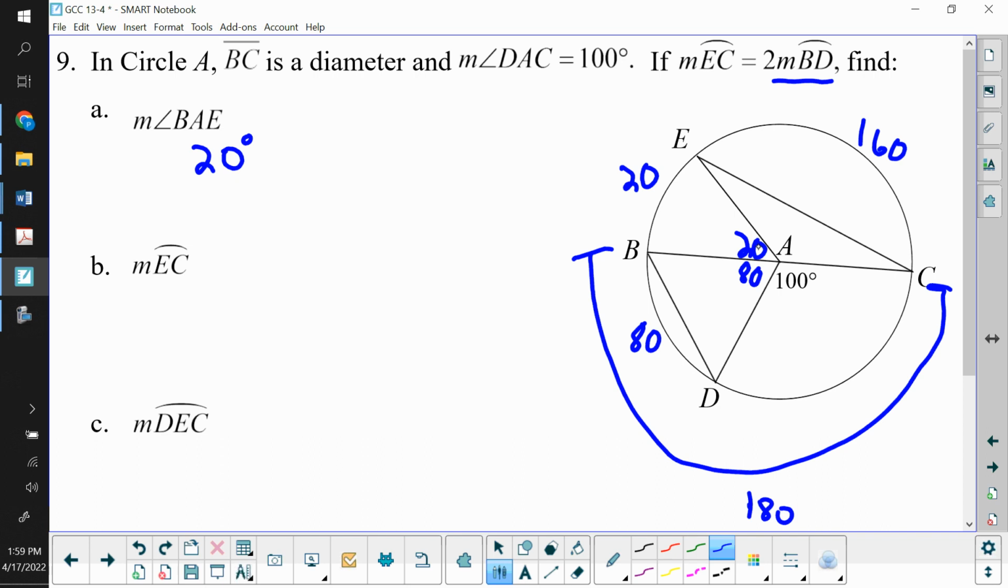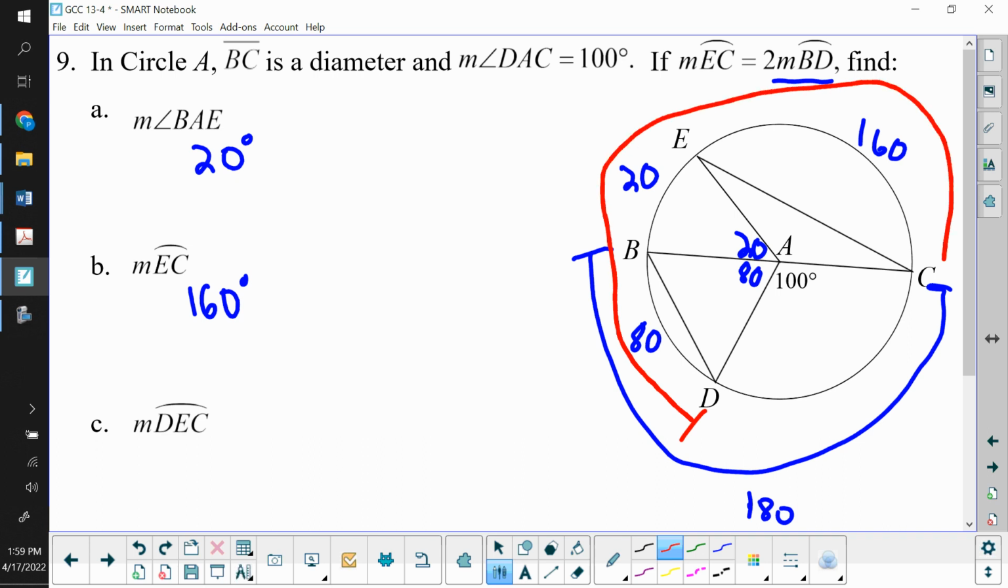Arc EC we already found was 160 degrees. And arc DEC. So we're starting here, going to E and then to C. So we're adding together the 80 and the 20, which is 100, then the 160, which will give us 260 degrees.